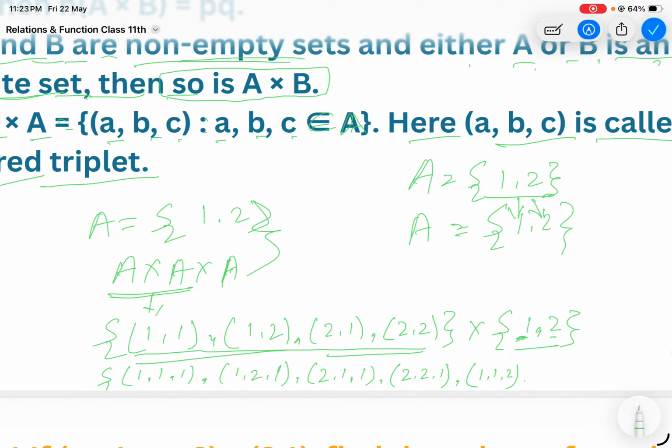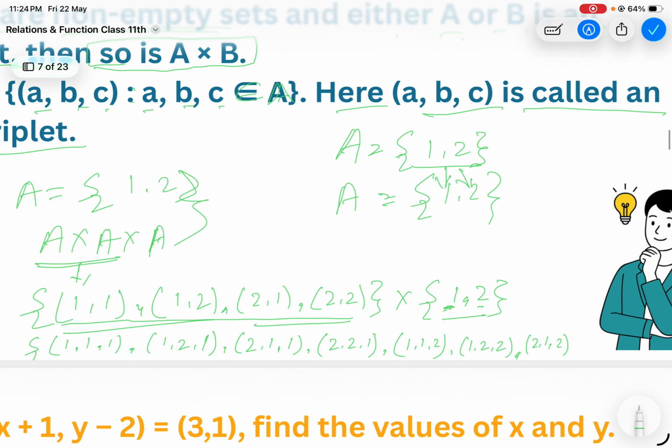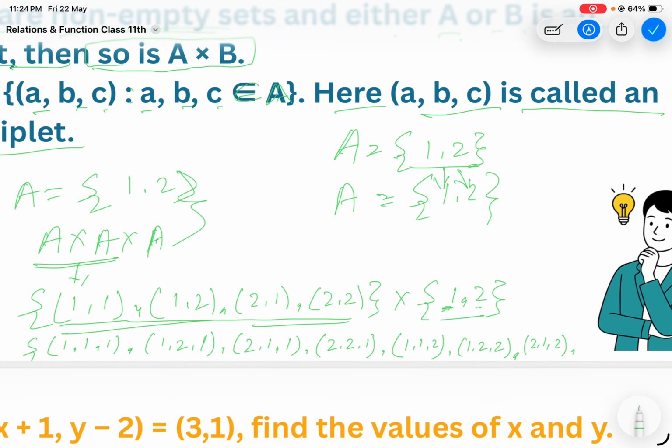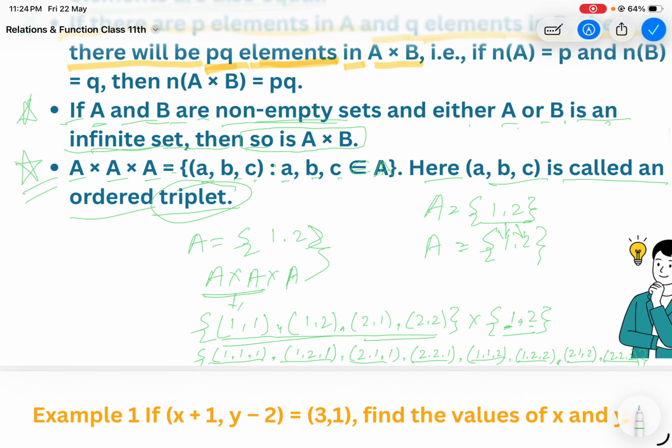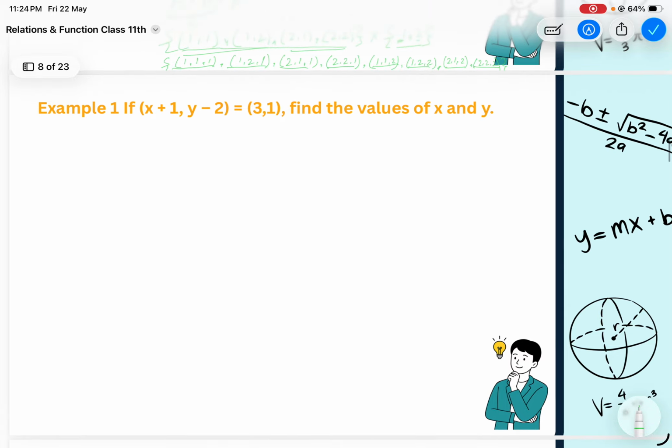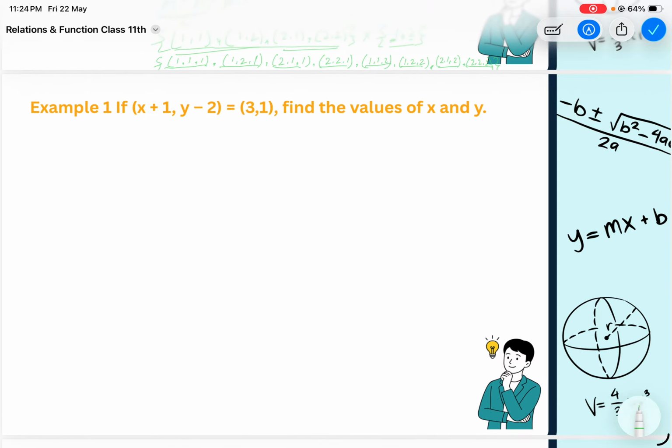(1, 1, 2), then (1, 2, 2), then (2, 1, 2), then (2, 2, 2), right? So we have 1 2 3 4 5 6 7 8 ordered triplets, right? And this is called a triplet, okay? Now we have to move on to the examples.